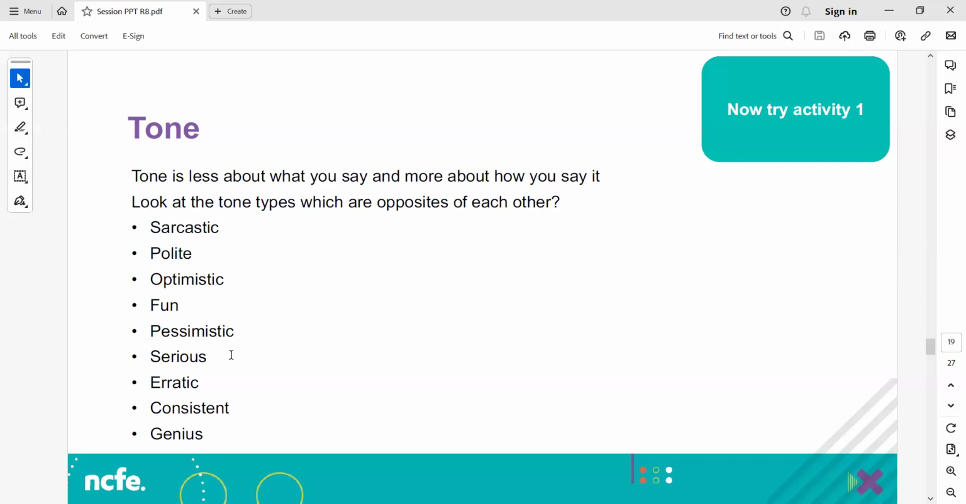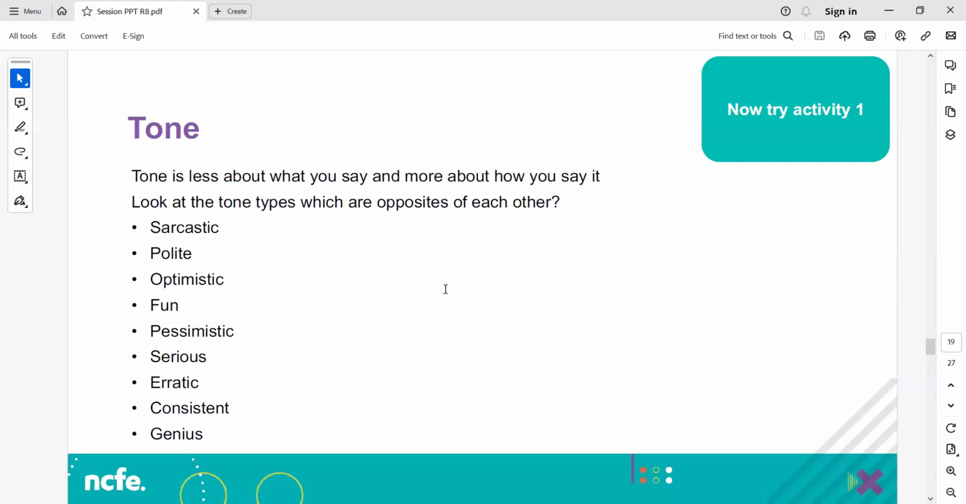Something very serious. You imagine serious being very straight-faced. What would the opposite of that be? If we think about serious, what would the opposite of serious be? Fun. Well done. Okay, so we've got fun, serious, sarcastic, polite. Sarcastic can sometimes be viewed as rude. So rude and polite we would know, but sarcasm and polite. What about optimistic? Pessimistic. Well done.